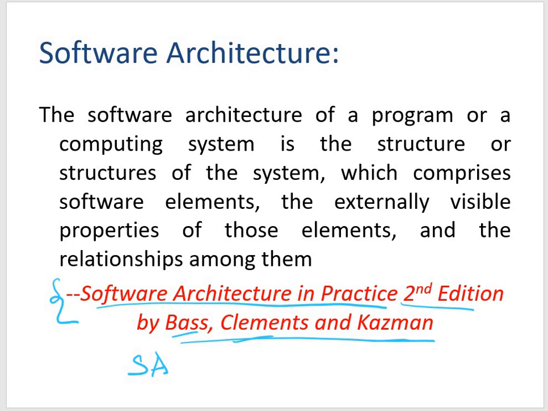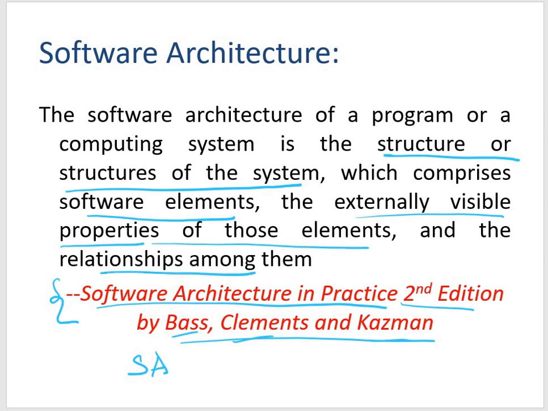So software architecture of a program or a computing system is the structure or the structures of the system which comprises software elements, externally visible properties of those elements, and the relationship among them. So what are the things we are going to have? Software elements, externally visible properties of those elements, and the relationship among them.